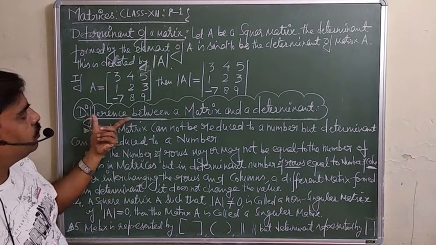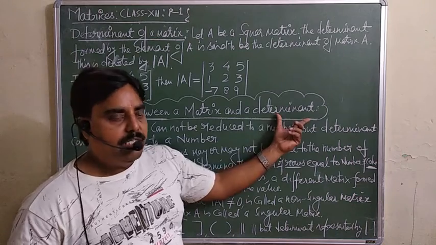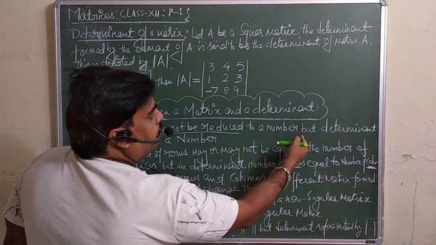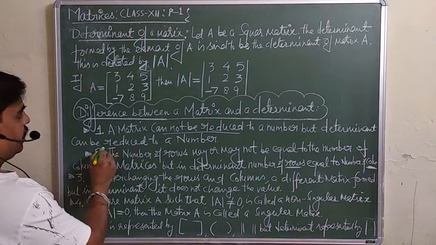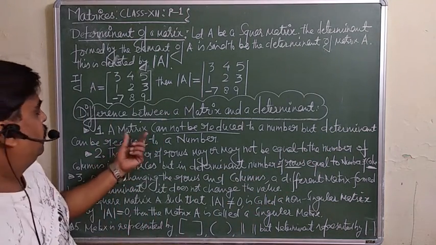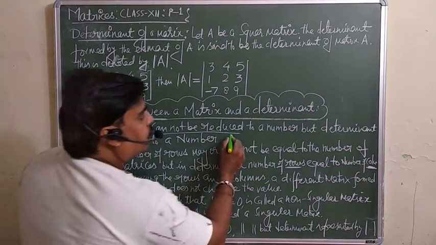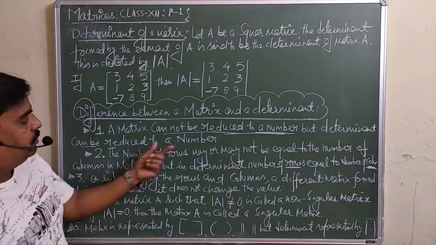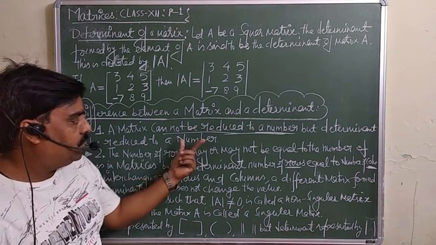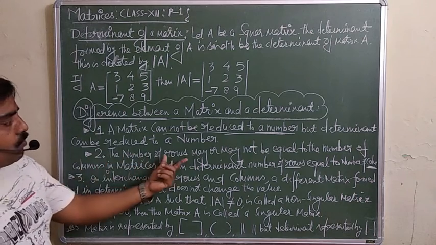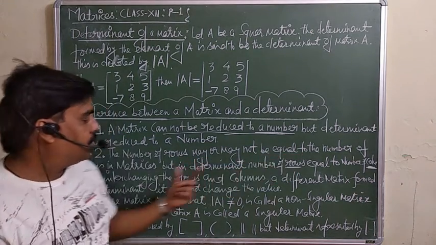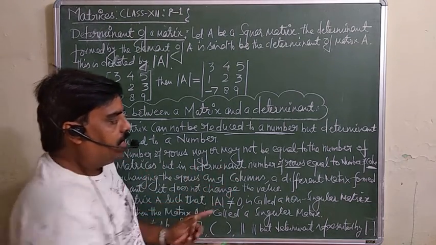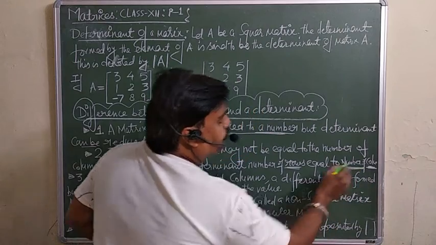But here we want to discuss what is the difference between the matrix and determinant. So first, a matrix cannot be reduced to a number, but a determinant can be reduced to a number. Here we cannot reduce, here we can reduce. Second, the number of rows may or may not be equal to the number of columns in a matrix, but in determinants, rows and columns are always equal.